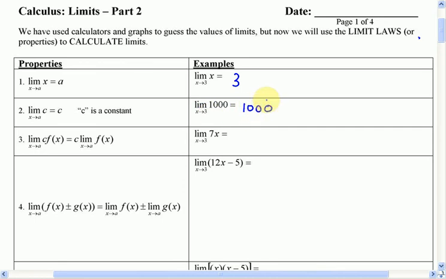Then property number 3 shows you what to do if there's a constant in front of a function. If there's a constant c in front of the function, and you're taking the limit of that entire function, it's equal to the constant multiplied by the limit of just that function. In this example, we have a constant 7, and then the function x. So I can take out the 7 and write it as 7 times the limit as x approaches 3 of x. We've done this before, that's the same thing as property number 1. So that's just 3, and 7 times 3 gives us 21.